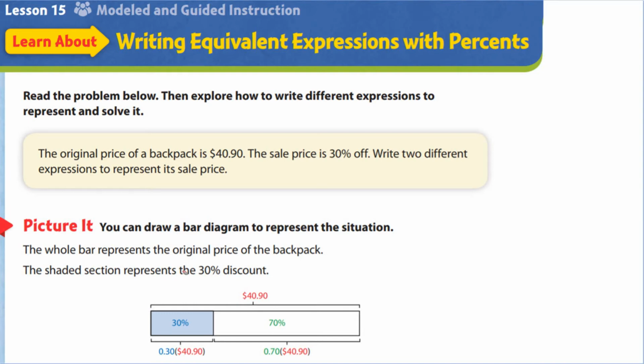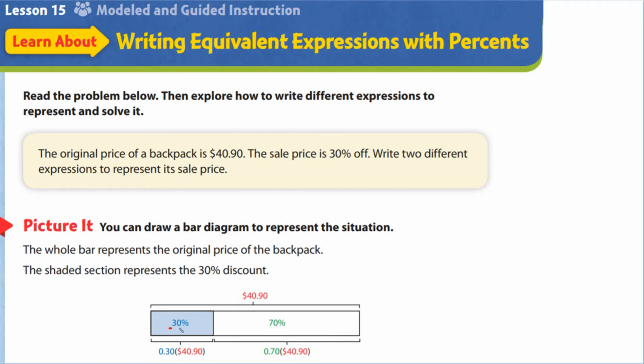Let's picture it. You can draw a bar diagram to represent the situation. Here's the bar diagram. The whole bar represents the original price of the backpack, which is $40.90 for the whole backpack. They tell us that up here. The shaded section represents the 30% discount. That's 30% off.